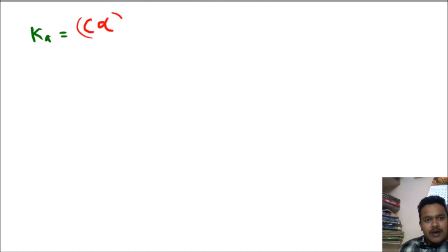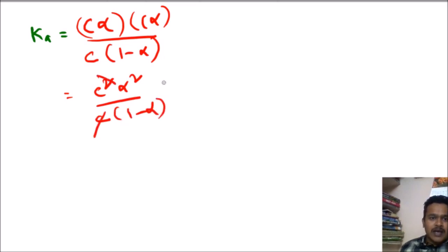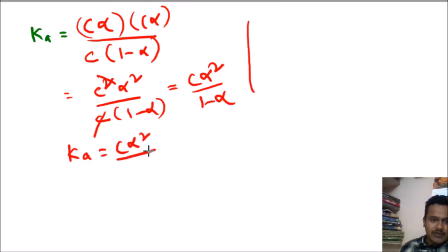C alpha, C alpha, C into 1 minus alpha. What I can write? C square alpha square, C into 1 minus alpha. C getting cancelled. So what is coming? C alpha square by 1 minus alpha. Observe here carefully. Ka is equal to C alpha square by 1 minus alpha.